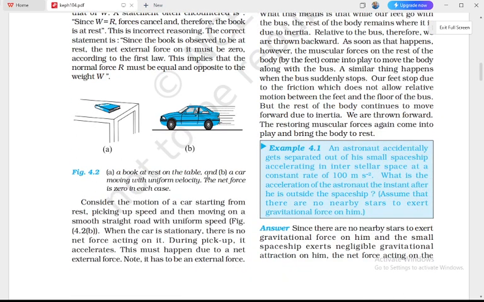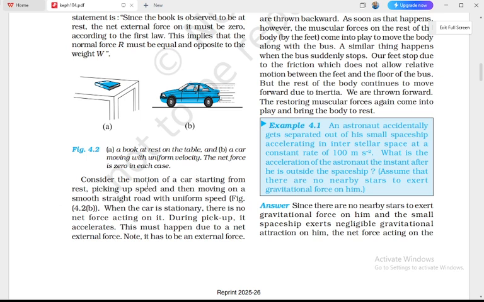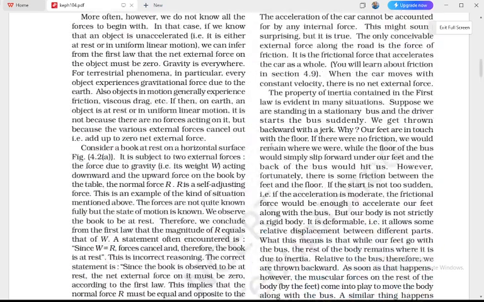For a book at rest on the table and a car moving with uniform velocity, the net force is zero in each case. Consider the motion of a car starting from rest, picking up speed and then moving in a smooth straight line with uniform speed. When the car is stationary, there is no net force acting on it. When it picks up speed, it accelerates, and this must be due to a net external force. Note that it has to be an external force.